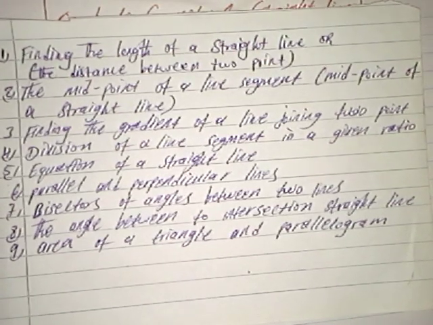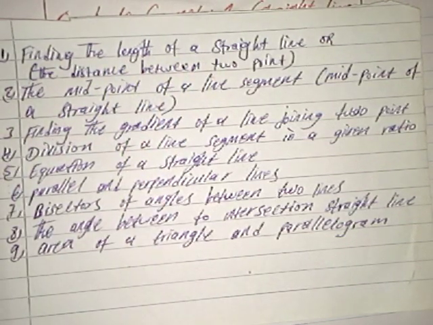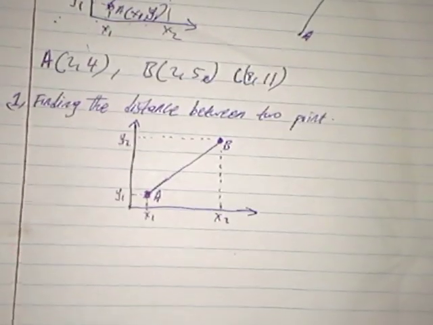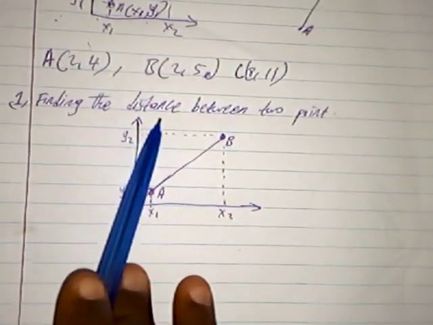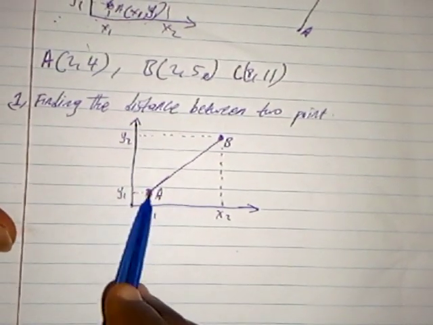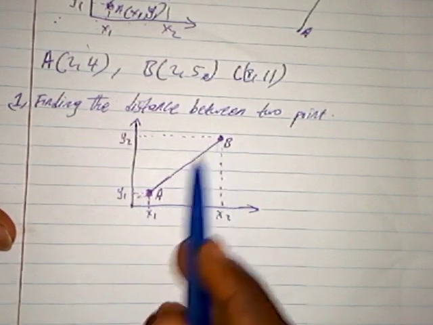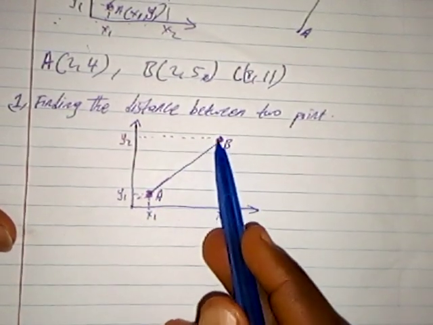Now, we move to the first subtopic, which is finding the length of a straight line, or the distance between 2 points. This first subtopic involves finding the distance between 2 points. What are the 2 points here? We have point A and point B. The distance from point A to point B is a straight line. You get it?